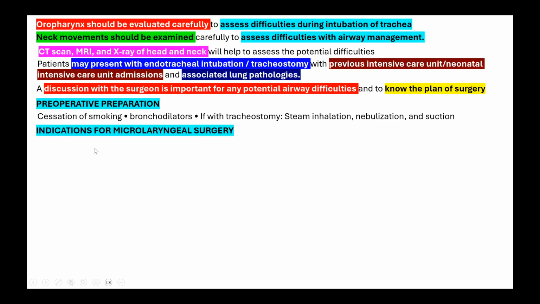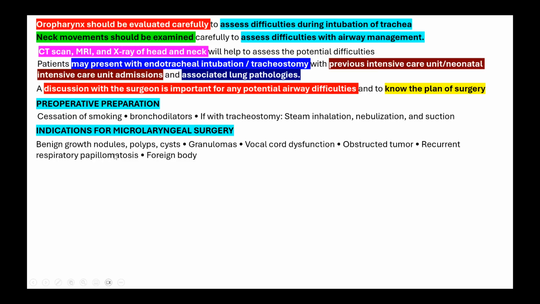And the indications, common lesions which are done with microlaryngeal surgery are benign growth, nodules, polyps, cysts, etc. from the vocal cord, granulomas, or vocal cord dysfunction. They do what is called plasty of the vocal cords, and then obstructed tumor removal, recurrent respiratory papillomatosis or foreign body, or all these things which are managed by microlaryngeal surgery.